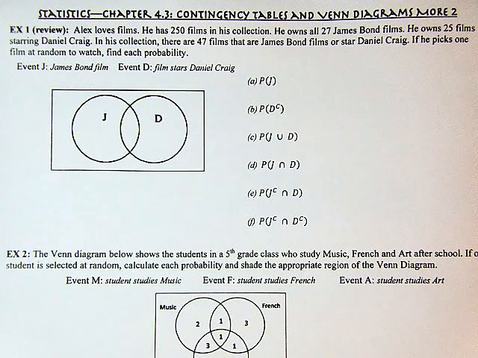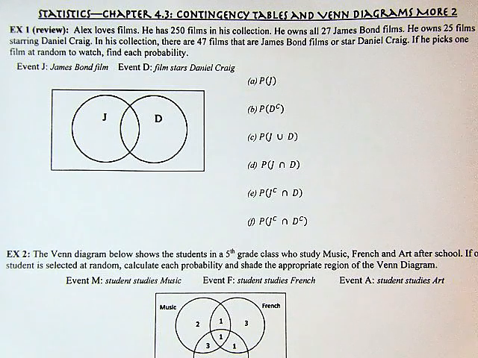Here, our situation, we have Alex. Alex loves films. He has 250 films in his collection. He owns 27 James Bond films. He owns 25 films that star actor Daniel Craig. In his collection, there are 47 films that are James Bond films or star Daniel Craig. If he picks one at random to watch, we want to calculate each probability.